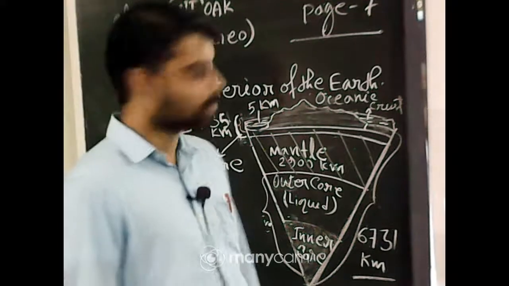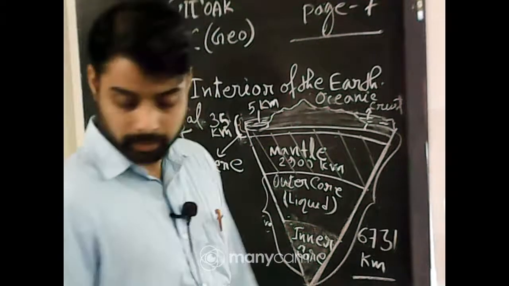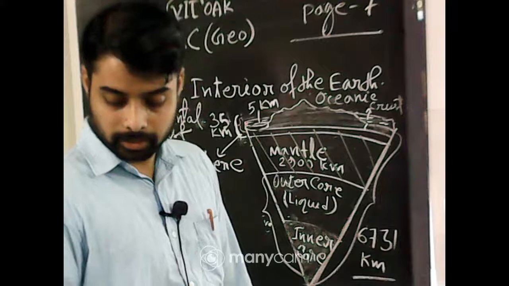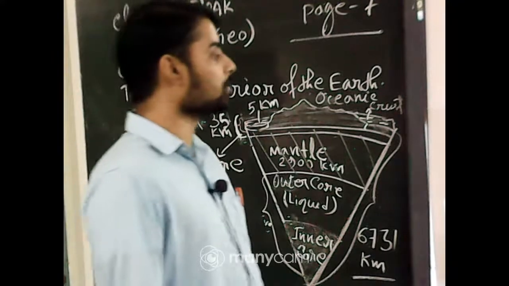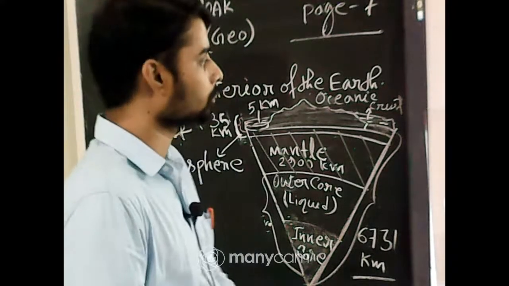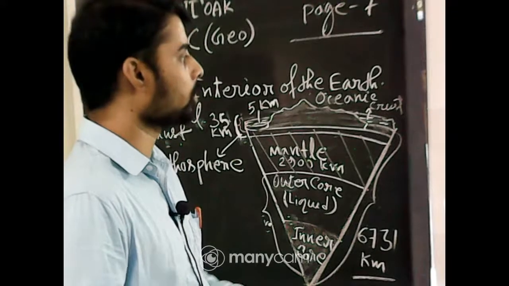Yes, the continental mass is called Sial and the oceanic crust is called Sima. Okay. Okay, Sampurna, I will check it.